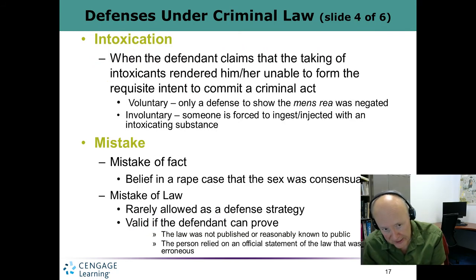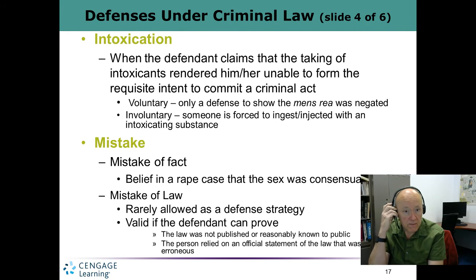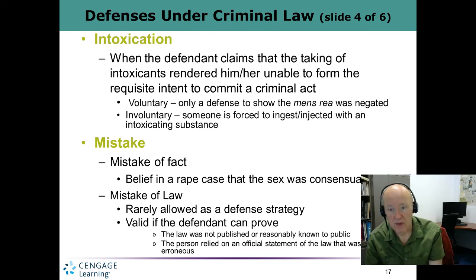All right, intoxication. We're going to talk about two types of intoxication here. And again, we're talking about excuse. There's voluntary intoxication and involuntary intoxication. So let's talk about one, voluntary. Voluntary intoxication is almost never a successful defense. It says, I went out, got drunk, I did something stupid, I shouldn't be responsible. Well, no, you're responsible because you chose to go out and get drunk.